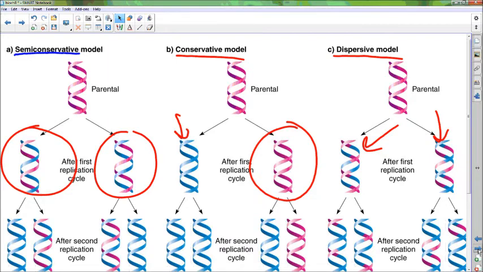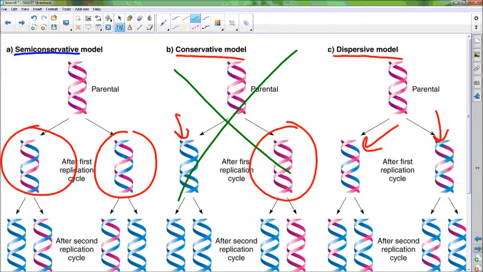So the first thing that they did is they let the cells divide, and they realized that each of the new cells have some radioactive DNA. So that right there rules out this. The conservative model can't be true because both of the new cells have radioactive DNA inside.